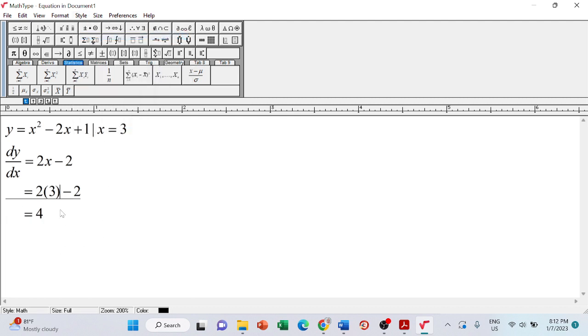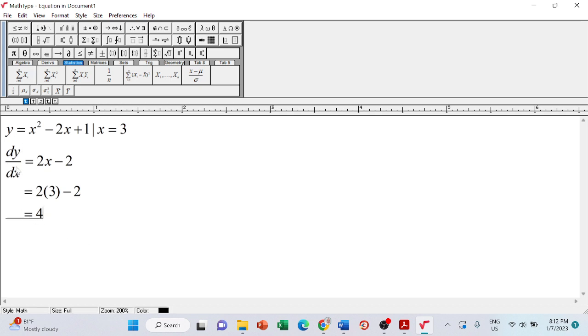Madam, I have a question. Can't we directly use the y equation to find the value of 4, without differentiating it? No. Gradient or slope comes from the concept of differentiation.